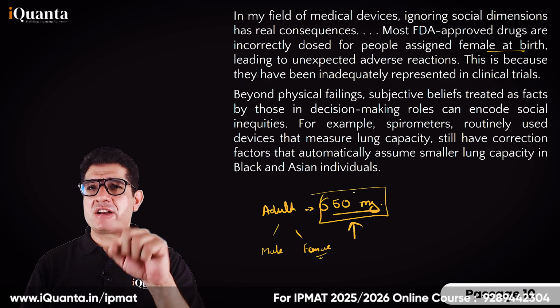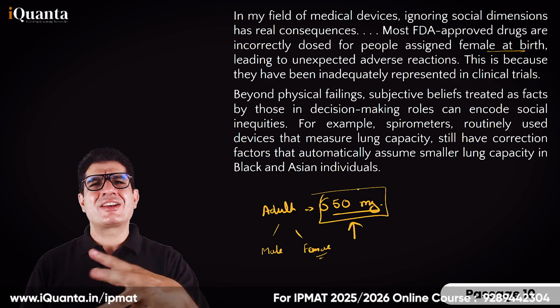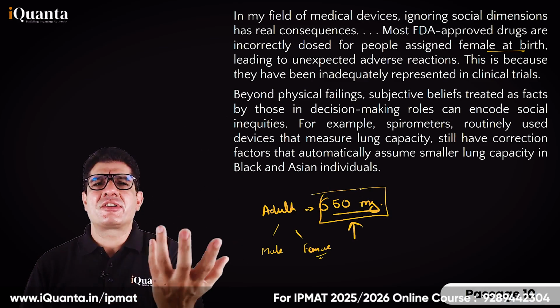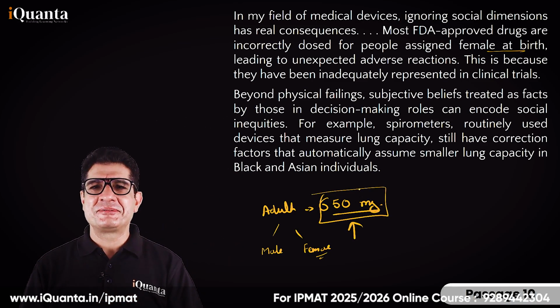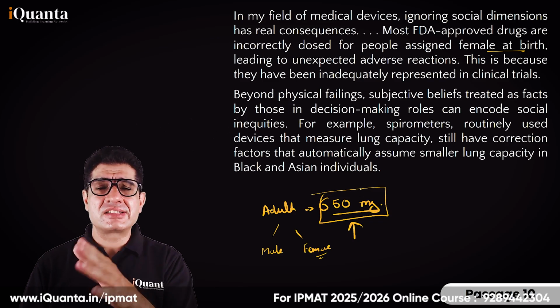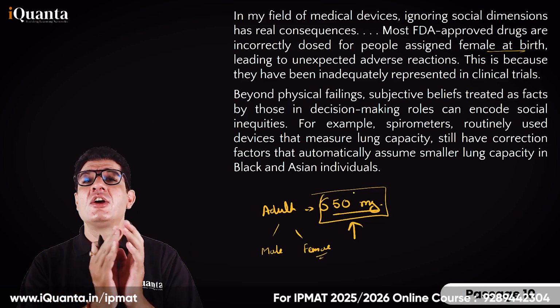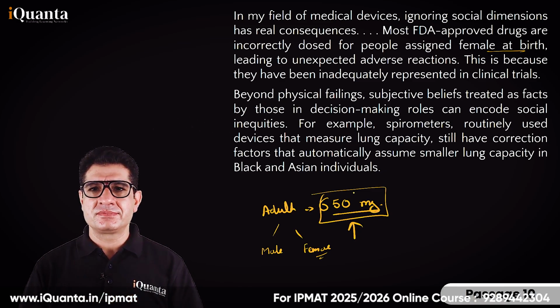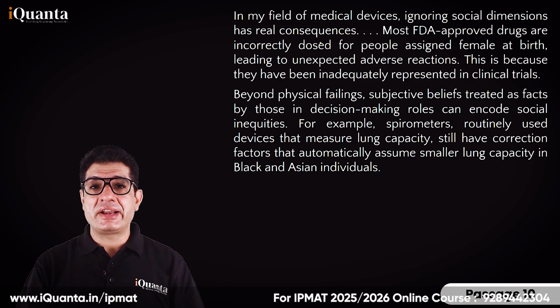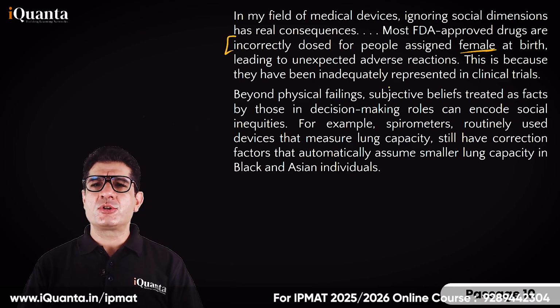They probably require a lower dose or a higher dose depending upon the relation of the dose with the weight, right? Or some other biological factors that separate a biological male from a biological female. So saying in medicine, they haven't even bothered about checking the correct dose for females. They're just looking at males. And it leads to unexpected adverse reactions. This is because they've been inadequately represented in clinical trials.